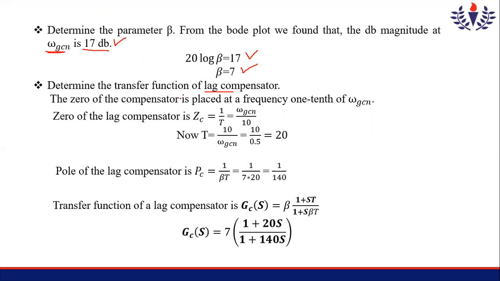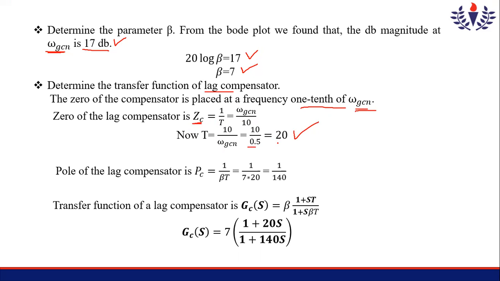So determine the transfer function of lag compensator. The zero of the compensator is placed at a frequency 1/10 of omega GCN. Already we know the omega GCN value, that is 0.5 radians per second, and 1/10 of omega GCN value will give the zero of the lag compensator. So zero of the lag compensator, Z suffix C, is equal to 1 by tau, which is equal to omega GCN by 10. Tau is the time constant. T is equal to 10 by omega GCN. If we substitute that value, we are getting time constant as 20.